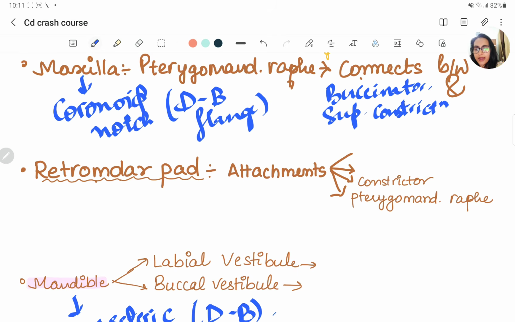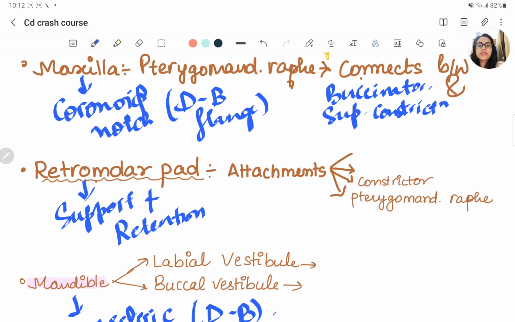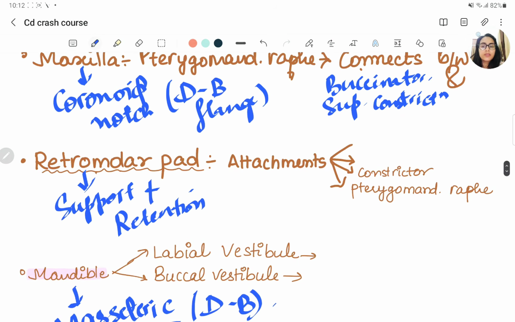Always remember this fact. And the retromolar pad marks the distal extension of the mandibular denture base, and the hamular notch marks the distal extension of the maxillary denture base. So the retromolar pad for the mandibular arch provides support as well as retention. Most importantly, it provides retention. The main principle is providing the retention.